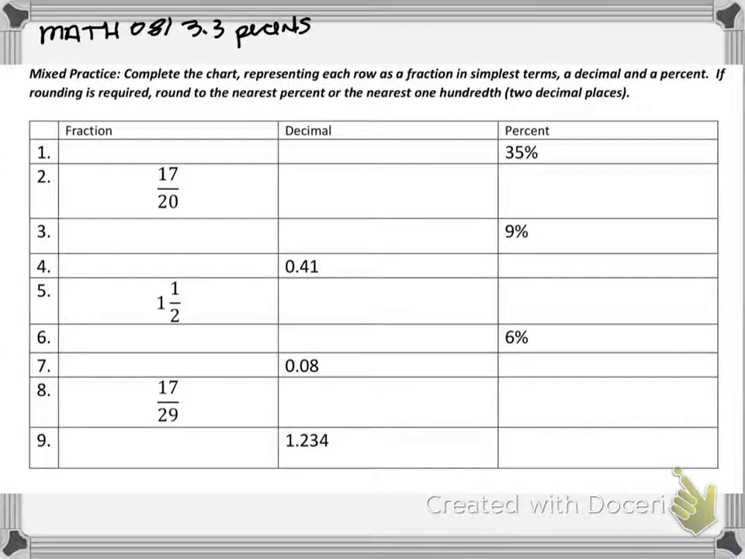This is a Math 081 video where we practice converting between fractions, decimals, and percents. I really like this exercise. I've already given an overview video that teaches you how to do this, so this is sort of a summary video. As you can see in this table, I'm given information in different forms. For example, number 1, I'm given 35%, and I need to change that to a decimal and also write it as a fraction. I want to go through these examples with you, and also note that if rounding is required, we're being asked to round to the nearest percent, or if it's a decimal, the nearest 100th, which means I would have 2 digits after the decimal place.